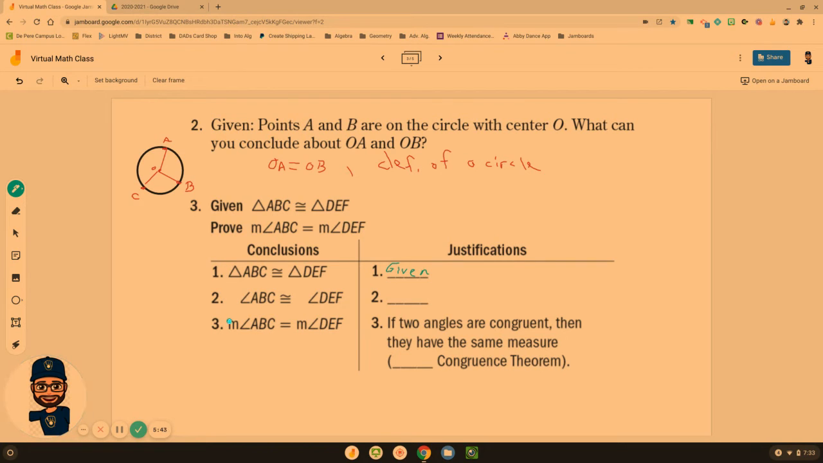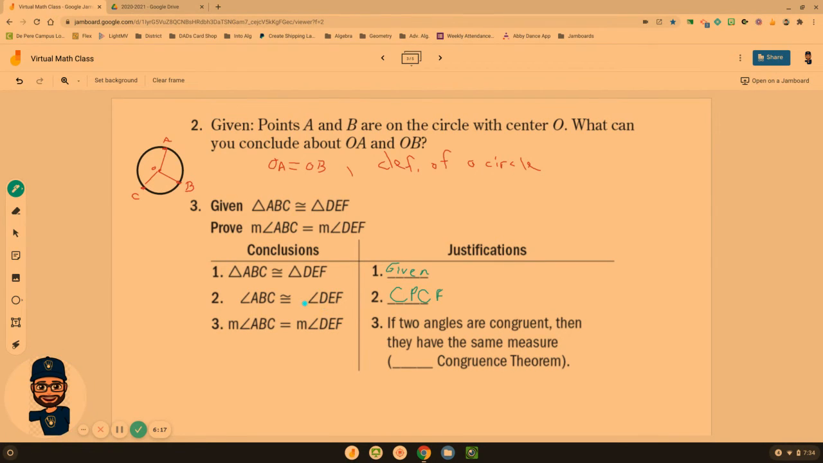Then we can say that angle ABC is congruent to angle DEF. If the triangles are congruent, then the corresponding angles are congruent. What allows us to say corresponding parts are congruent if the figure is congruent? That would be CPCF, corresponding parts in congruent figures. Right, so I had the triangles congruent. I can then say the angles are congruent.